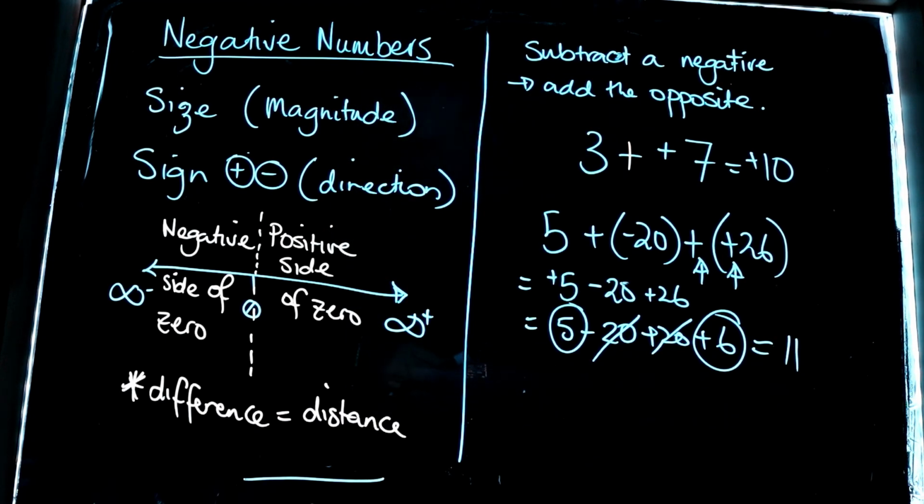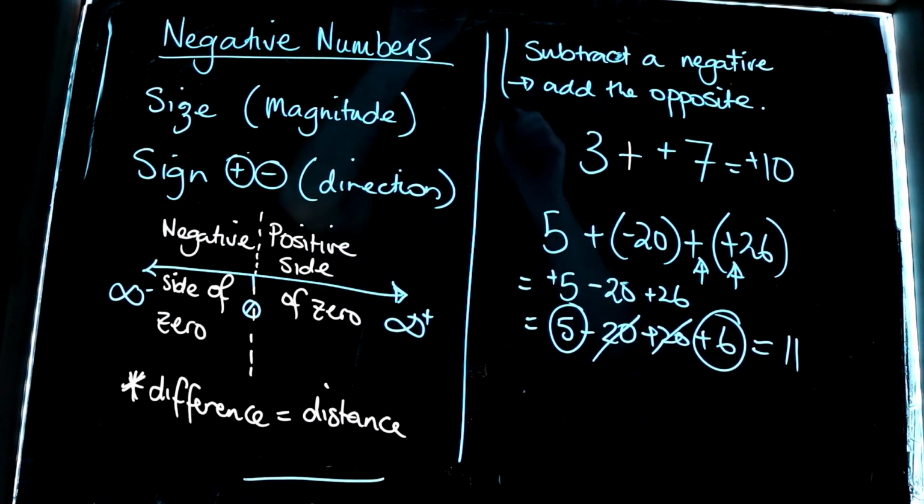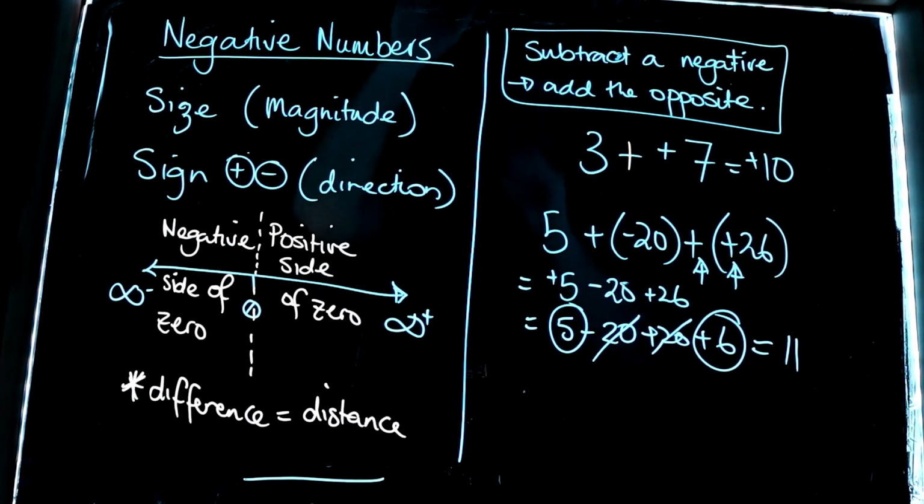So hopefully that has helped you out there. The key thing to remember is up here. This is like the trigger, if you like, to change the signs. It's the only situation where you can do this, so be really careful. When you say to yourself, subtract a negative, what you need to do is add the opposite.